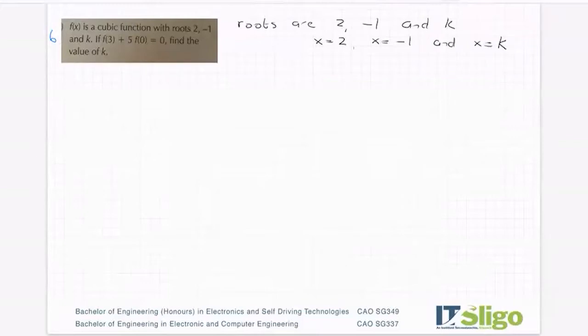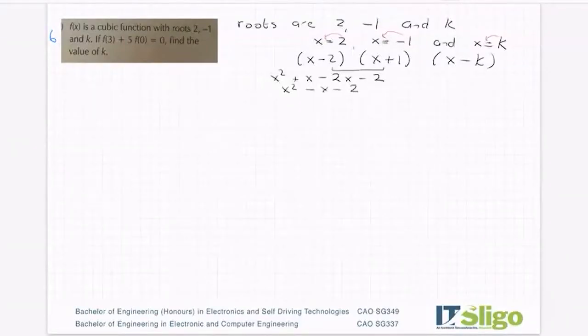To form the cubic, though, you need the factors. So the factor would be x minus 2, x plus 1, and x minus k. You always bring this over, and it of course changes sign to form the factors. So let's multiply that up and see how we get on. I'll do these two first because you can only ever really multiply 2 brackets at one time. So x by x, x squared, x by plus 1 plus x, minus 2x, minus 2. So I have x squared minus x minus 2 for that part. Now let's multiply that by my third factor, which is x minus k.